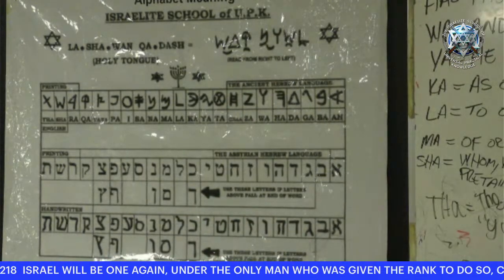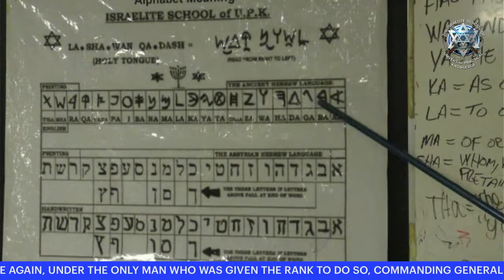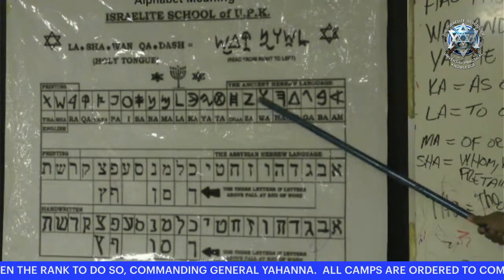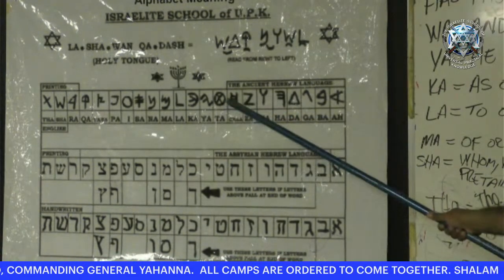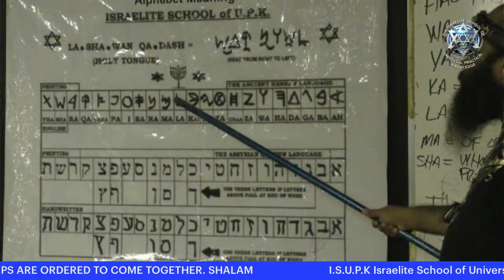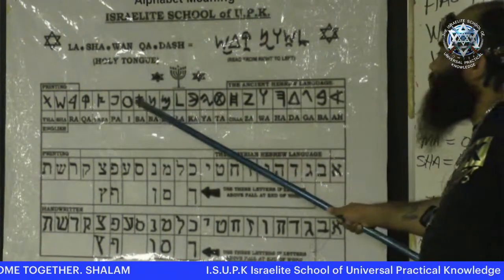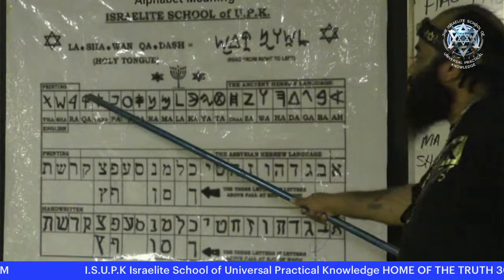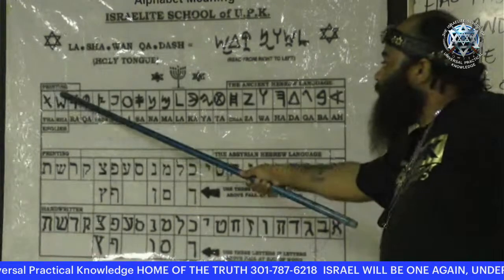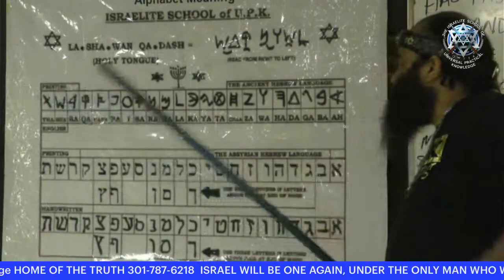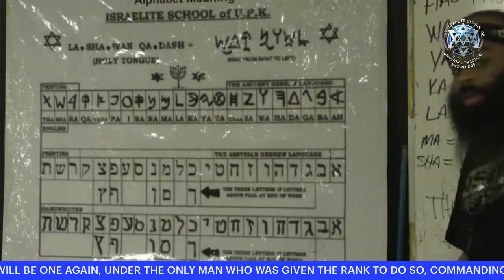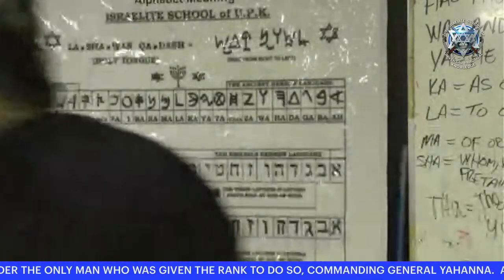Class, repeat after me. A, ba, ga, da, ha, wa, za, ha, ta, ya, ka, la, ma, na, sa, I, pa, taza, kwa, ra, sha, and tha. All right. There you have it, the 22 characters of the Hebrew alphabet. All words in Hebrew come from those letters.